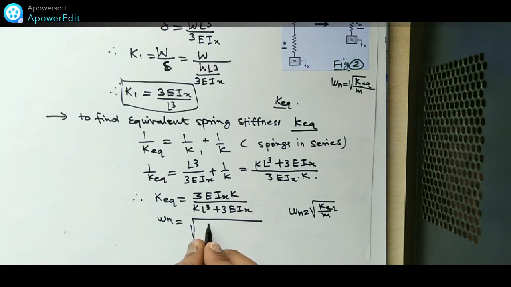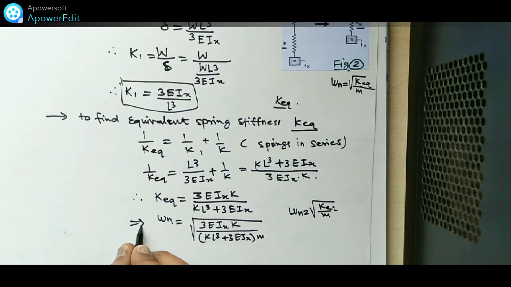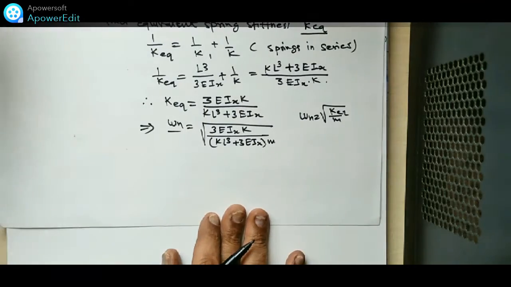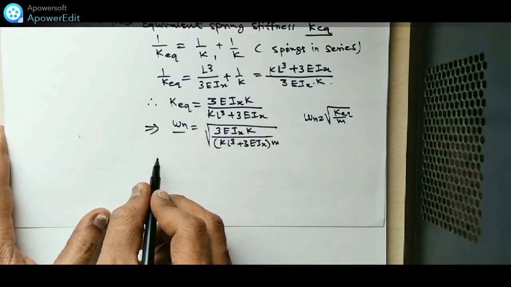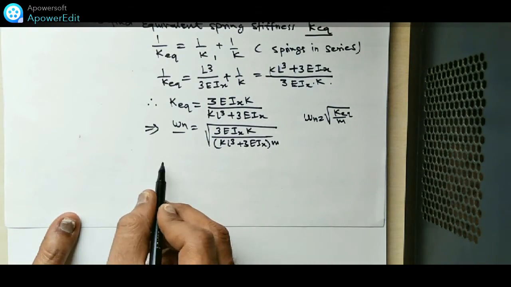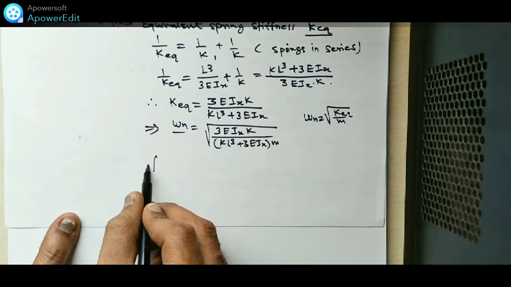So this is 3EIX K in the numerator. Inside the bracket I will write KL cube plus 3EIX, multiplied by m. So this is the value of omega n. Now what do we have to find out? We have to find the natural frequency, Fn.